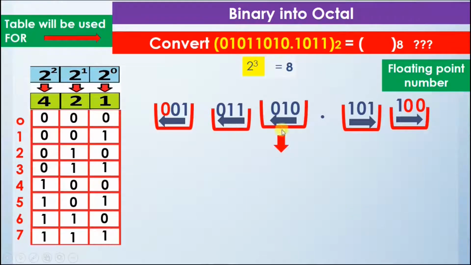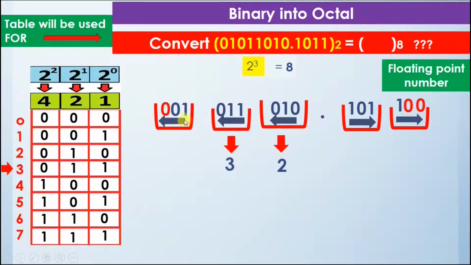So first of all, we will find the value of 010 in the table. Where is 010 in the table? Here it is. And what is the value of 010 in octal? That is 2. So we write 2 here. Next we will find the value 011 in the table. So where is the value 011 in the table? Here is the value, and it is equal to 3. So we write 3 here.